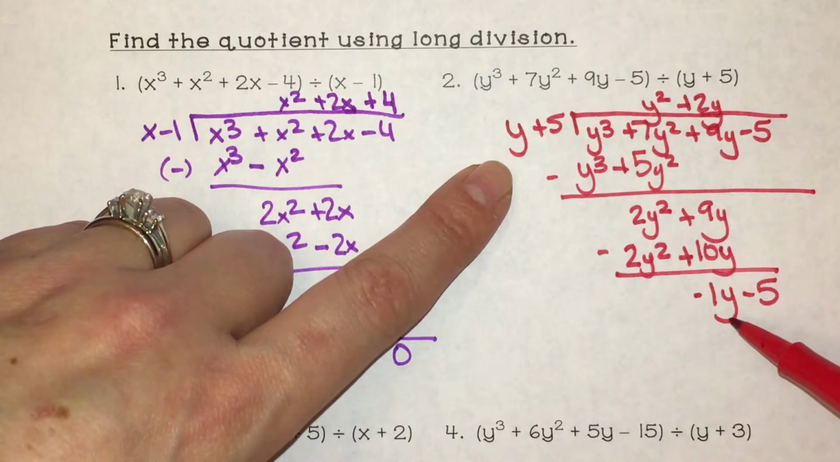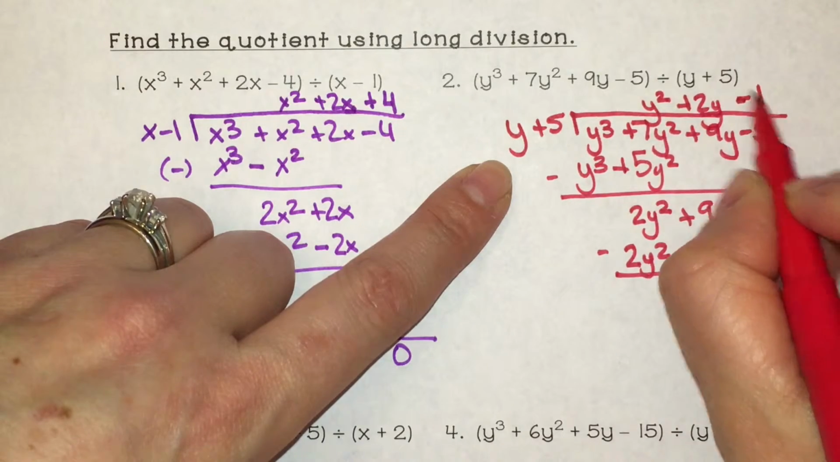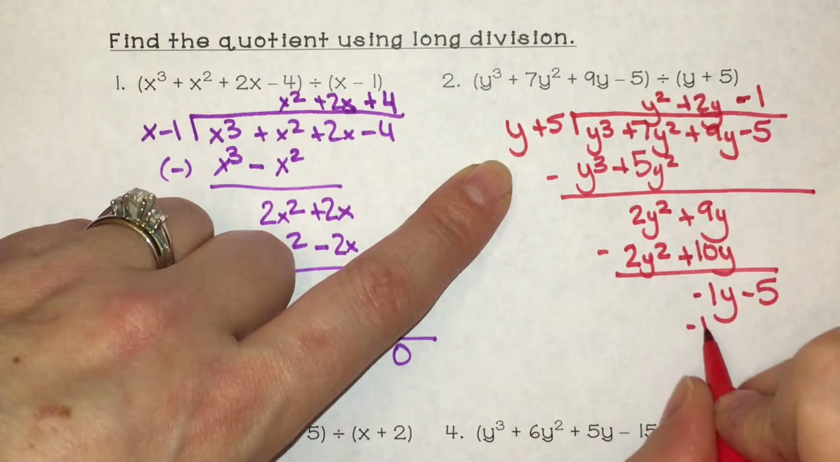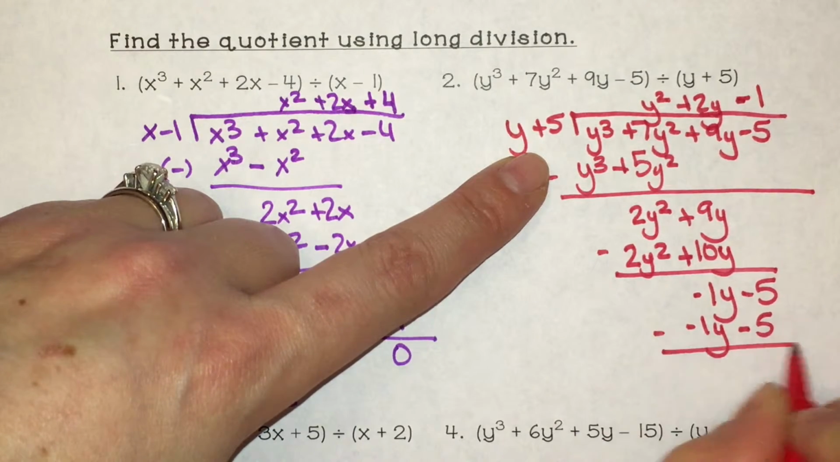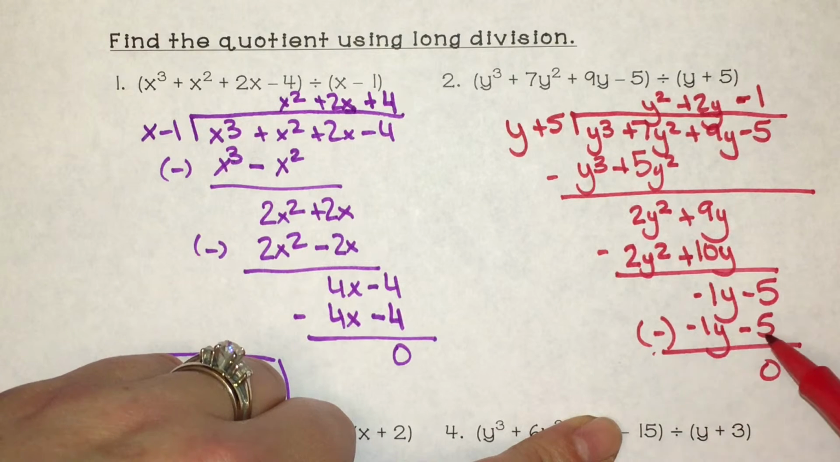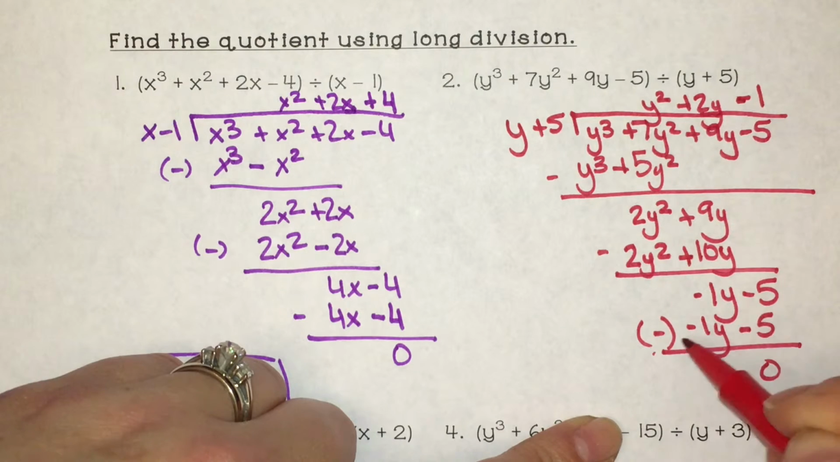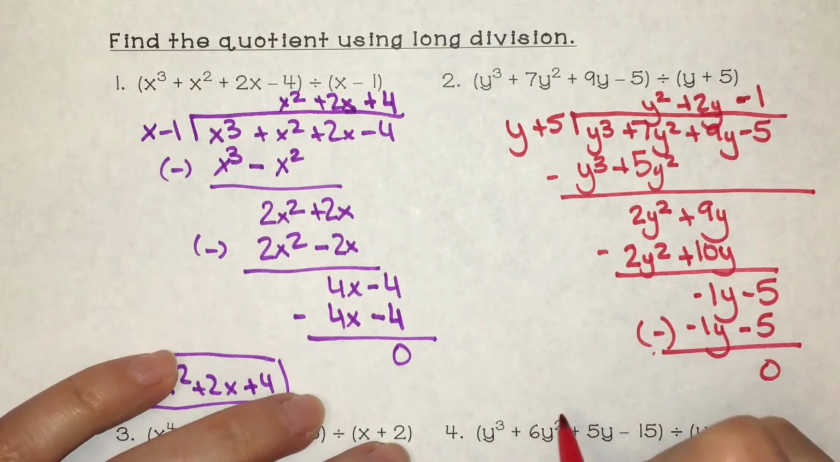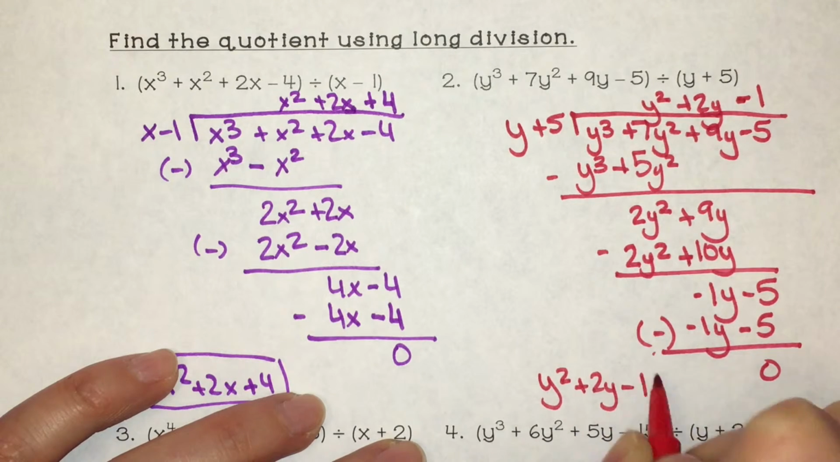To make y be negative 1y, we're going to multiply it by negative 1. So we put a minus 1. Negative 1 times y is negative 1y. Negative 1 times positive 5 is negative 5. When we subtract, we get 0, because minus a negative is plus a positive. So negative 1y plus 1y is 0. Negative 5 plus 5 is 0. So our answer is y squared plus 2y minus 1.